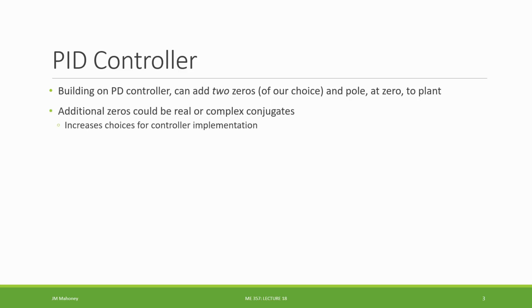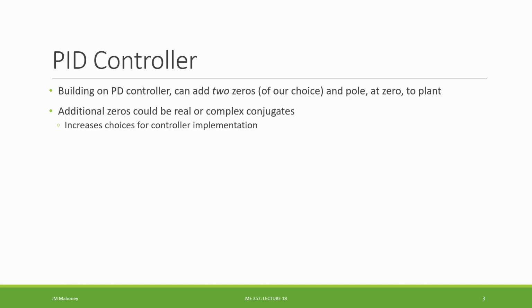What this gives us is some additional flexibility from the PD controller, where we're going to be able to choose 2 zeros, which means they could be both real or they could be complex conjugates of each other. And we have a lot more flexibility of the type of controllers that we're going to be able to design and how we can have the behavior of our system be.